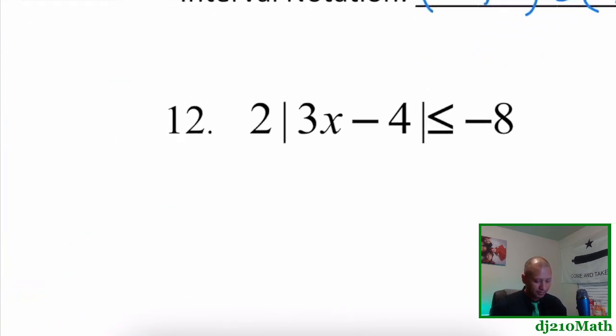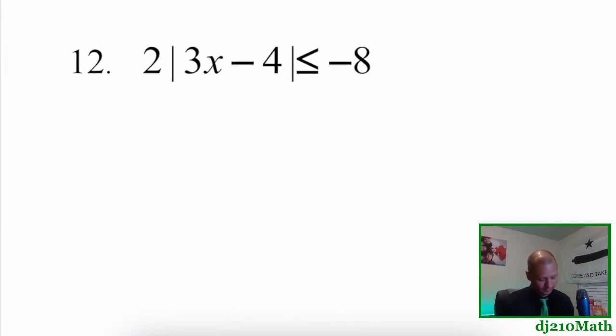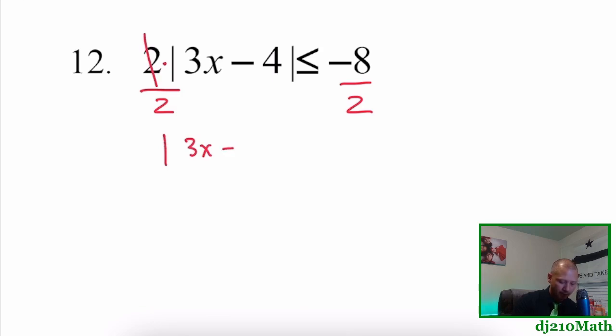All right, last problem. Let's see what this is about. Oh, this is a nice one. So hopefully you can see it right away what's about to happen. So 2 times absolute value of 3x minus 4 is less than or equal to negative 8. I want to isolate, right? Stick to the script, even when you think you know what is happening. The 2 on the left side cancels, so we get absolute value of 3x minus 4 is less than or equal to negative 4. Right, 8 divided by 2.